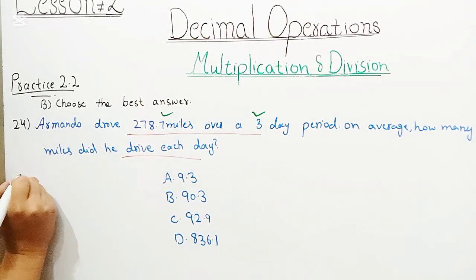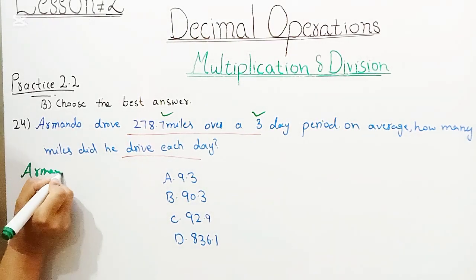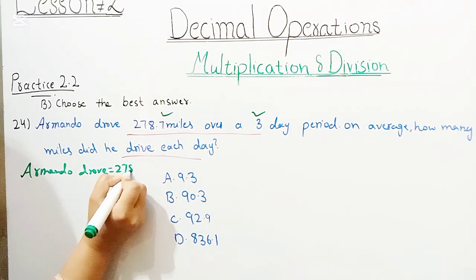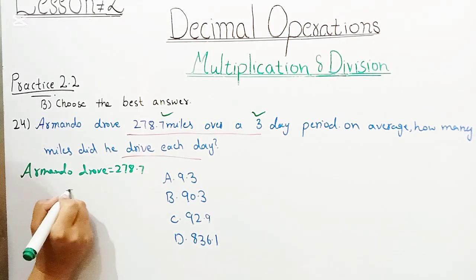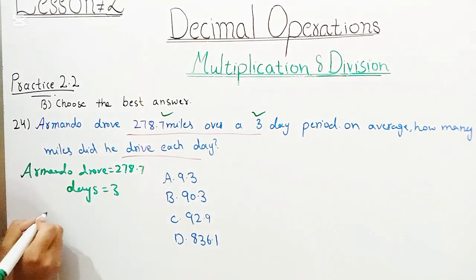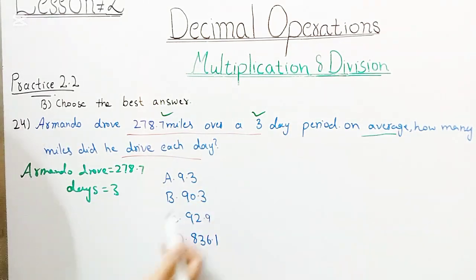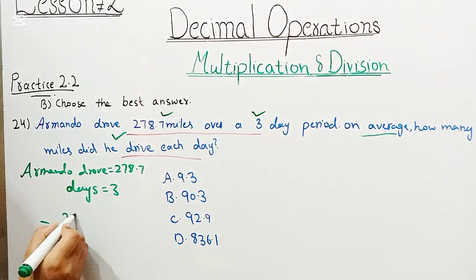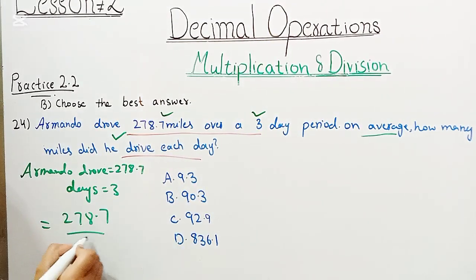Why? Because Armando drove 278.7 miles in 3 days. So if we want to find an average, we divide 278.7 divided by 3. My answer is 92.9. Option is C.